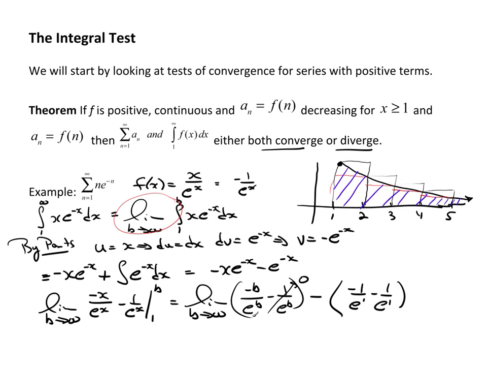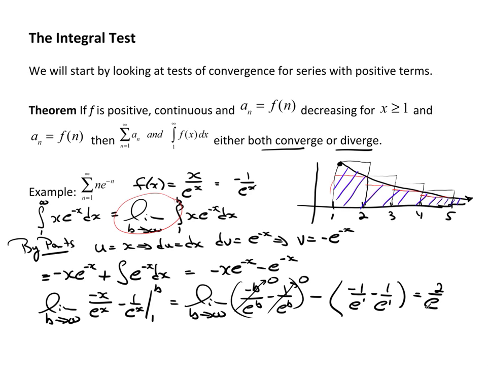So what happens to this first term? Well, I get infinity over infinity. If I apply L'Hopital, this would be negative 1 over e to the b, because remember, it's now a function of b, so I'll take the derivatives with respect to b. And then in the limit, that also goes to 0. So what I end up with here is a double negative. So this is 2 over e.